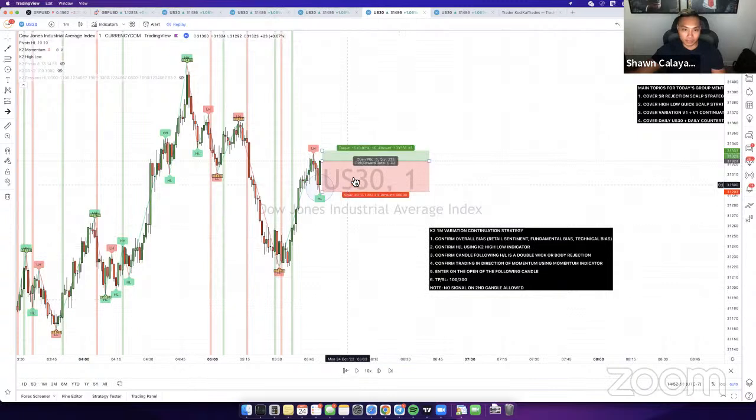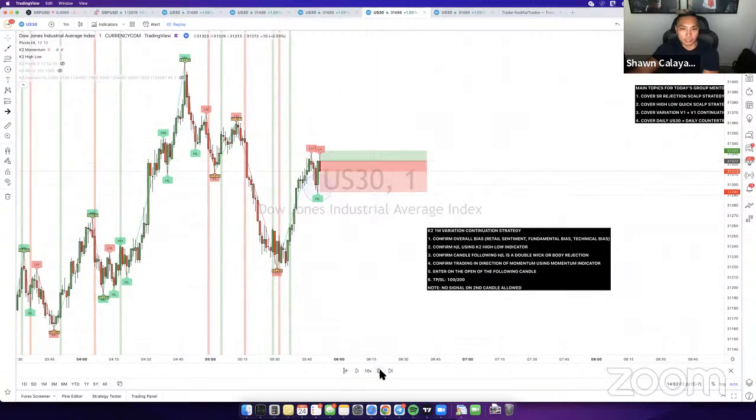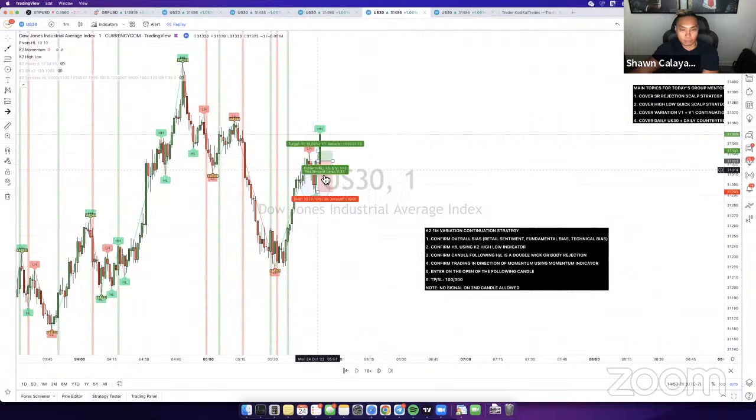This one barely makes it. I probably wouldn't have taken this trade because the candle is right at the stop loss. But just using this as an example for a continuation, I'll show you how it played out. You can see how price just blasts right through it. So there's some drawdown there. It did pull back a little bit, but eventually it shot right back up and hit its TP.